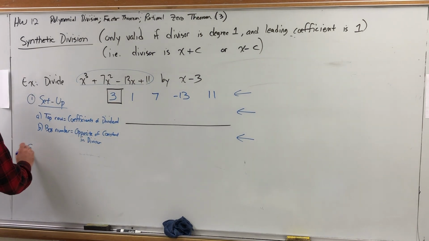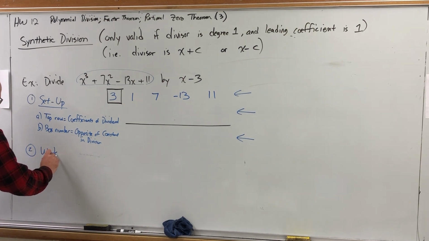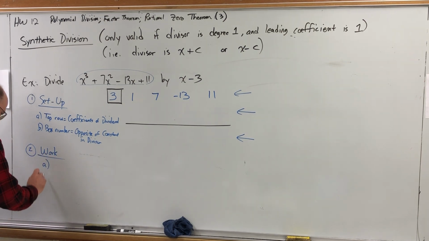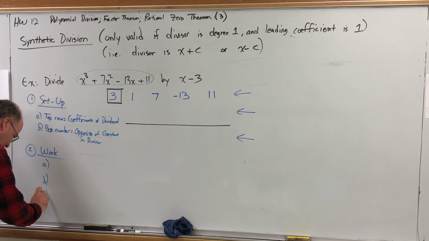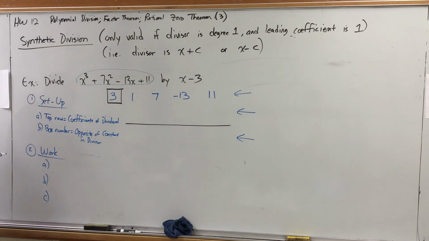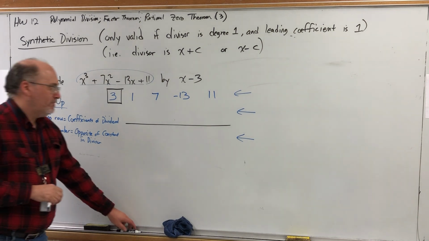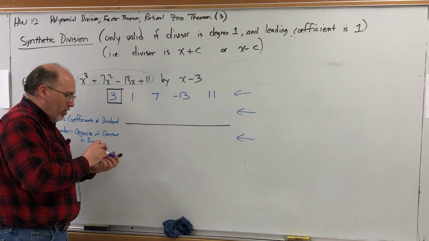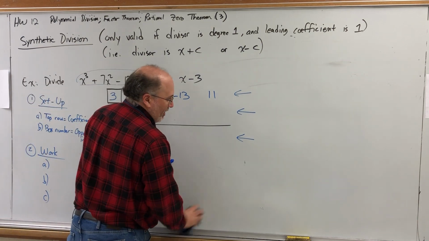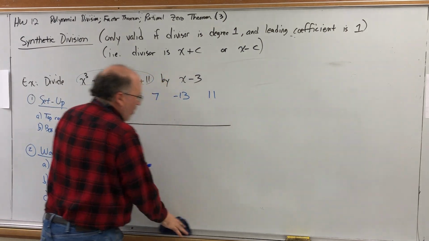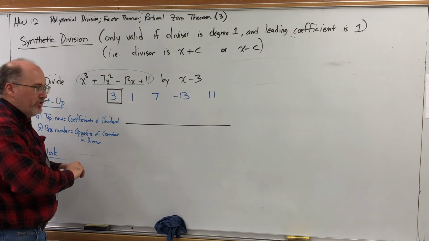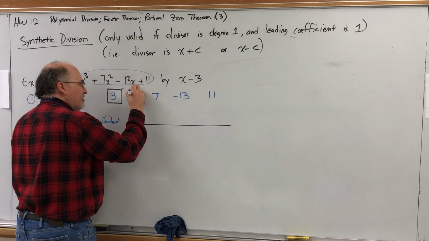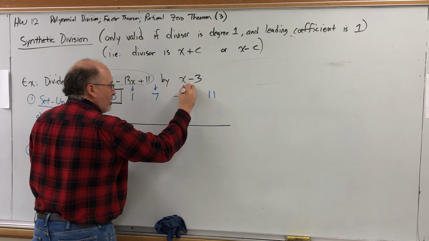After you set it up, the second part of synthetic division is the work. And just like the setup, the work has 2 steps. That being said, I'm going to put A, B, and C. C is just going to say repeat. When you do the work in synthetic division, you no longer think about rows, but about columns. There is 1 column for each coefficient that you set up. So this synthetic division problem is going to have 4 columns.